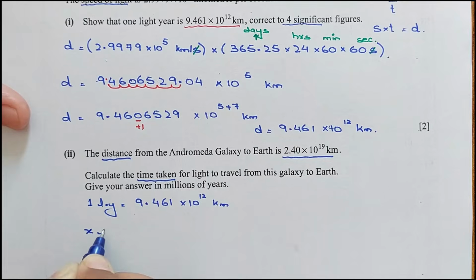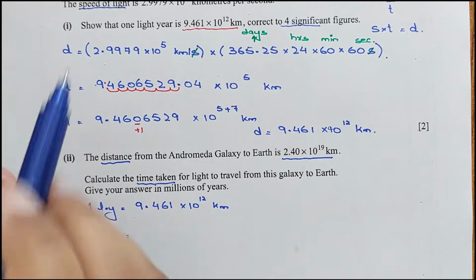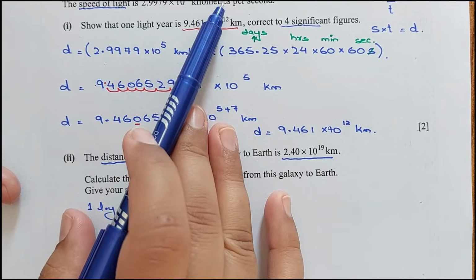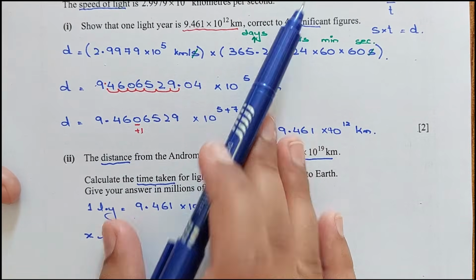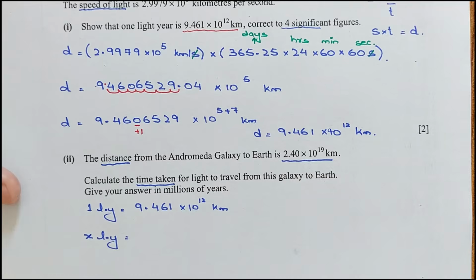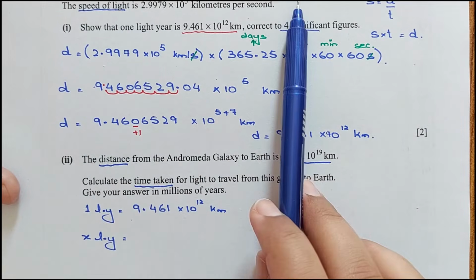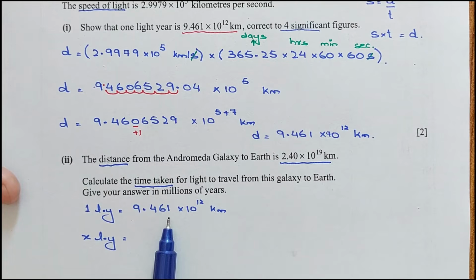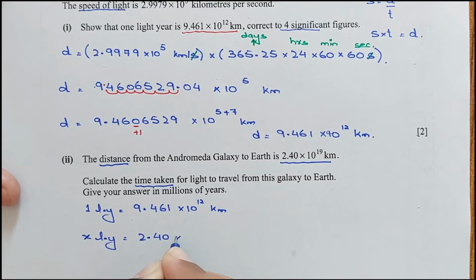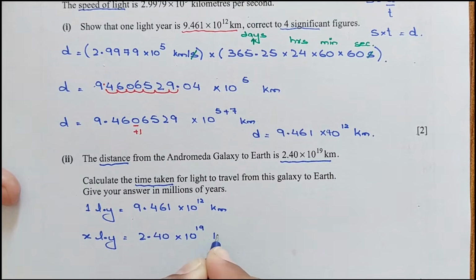What about x light years? Let me explain. 1 light year is the distance that the light travels in 1 year, right? So 1 light year we have given is this many kilometers. So the time taken for the light to travel to this galaxy, it will take x light years. So the light travels in 1 year this much. So the light travels in x years this much, which is 2.40 times 10 to the power 19 kilometers.